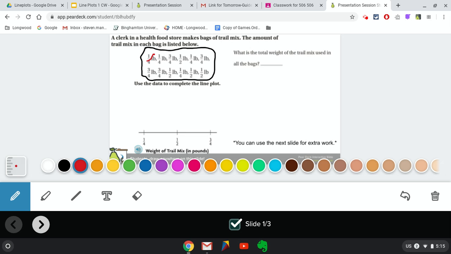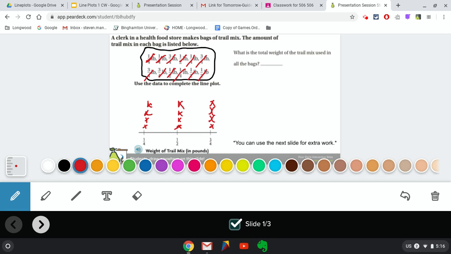If I go up here to my data set, I have 1/4, so I'm going to put an X for 1/4. I have another 1/4, so I put an X again. I have 3/4, so let's put an X above 3/4. I have 1/2, X above 1/2. Let's make that better. Then I have another 1/4, 3/4, another 3/4, another 3/4. I have a 1/2, a 1. Oh, I didn't cross it off. I have a 1/4, 1/2, and a 1/2. So that's how you complete the chart.